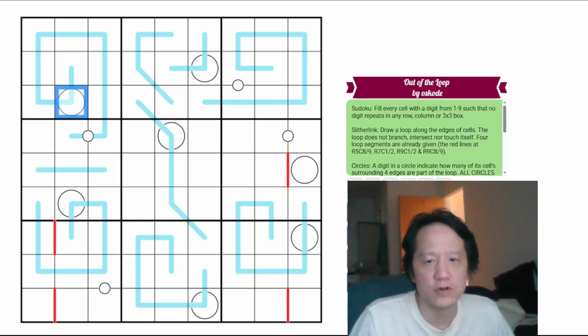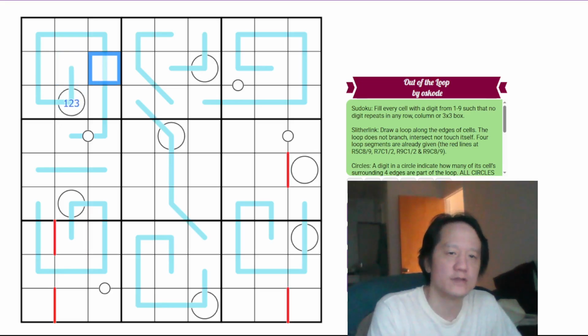So these are all 1 through 3 then. This is 1 through 3, this is 1 through 3, and so on for each of the circles.